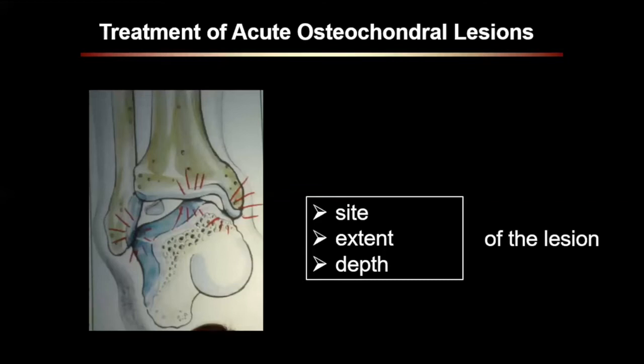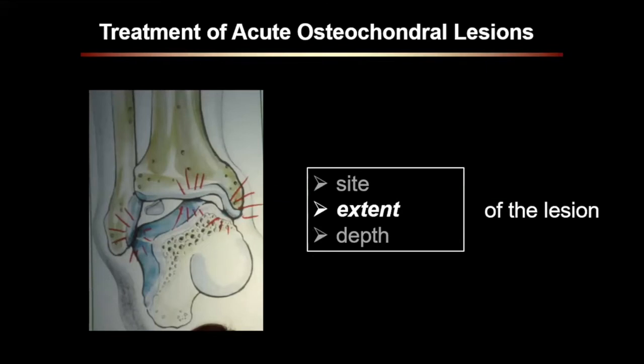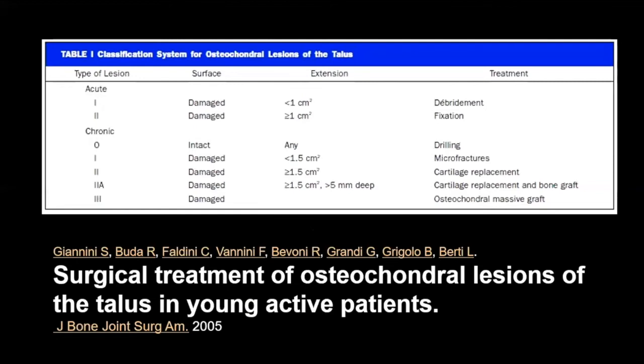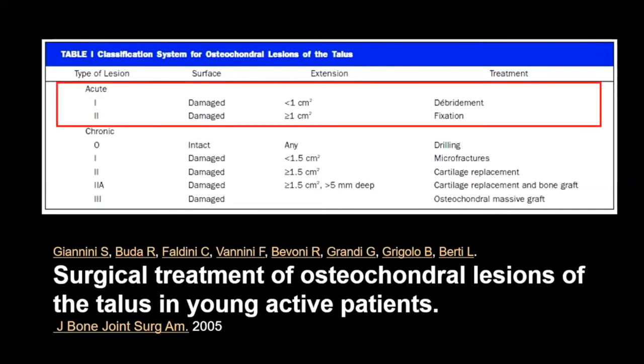So dealing with acute osteochondral lesion, like with chronic one, the treatment is chosen on the basis of the site, the extent, and the depth of the lesion. The extent is a very important step of the decision, and I personally use this old classification of Giannini from the Journal of Bone and Joint Surgery because it's useful to divide acute lesion and chronic lesion.